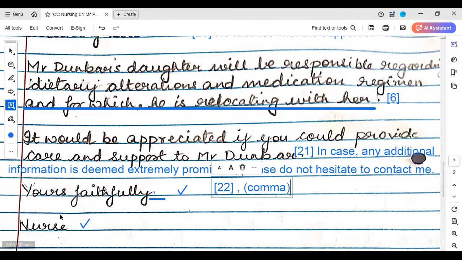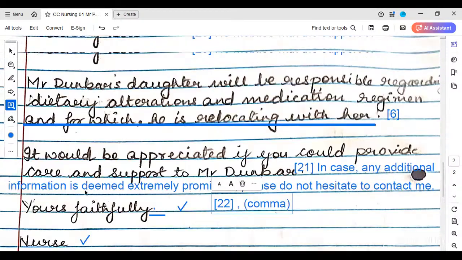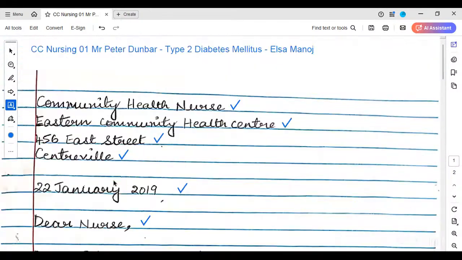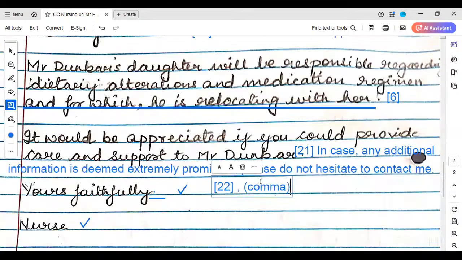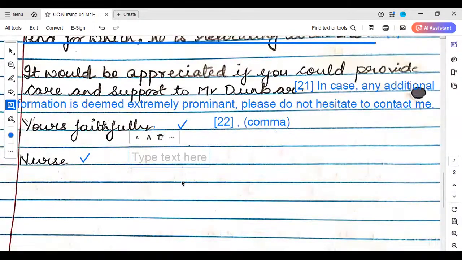Next one, registered nurse. You are a registered nurse because you are working in a community hospital. How do you know? Let us see here. You are the nurse in the community health center, so it is a registered nurse or community nurse. You can say registered nurse. Point 23: registered nurse with capital letters. That's how it is.